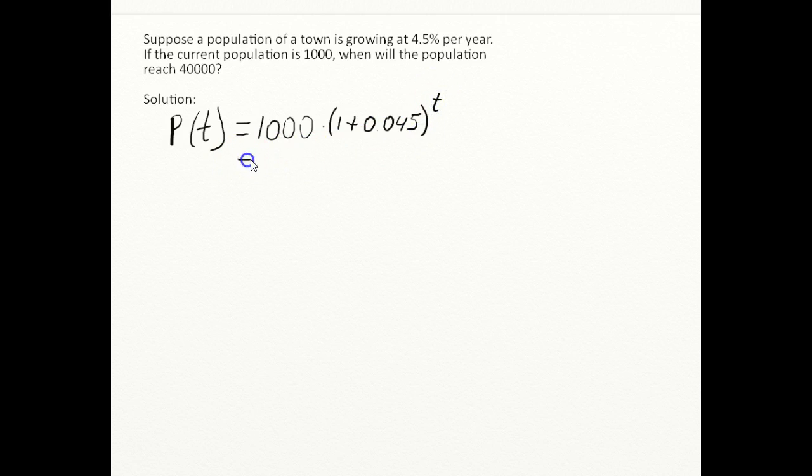Right, so that will give us 1,000 times 1.045 to the power of t. Okay, so this function is our population function.